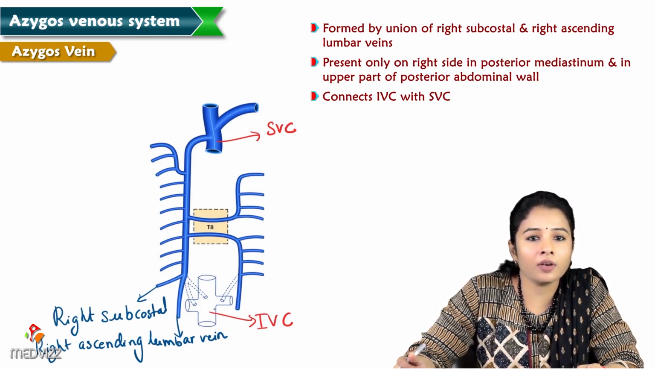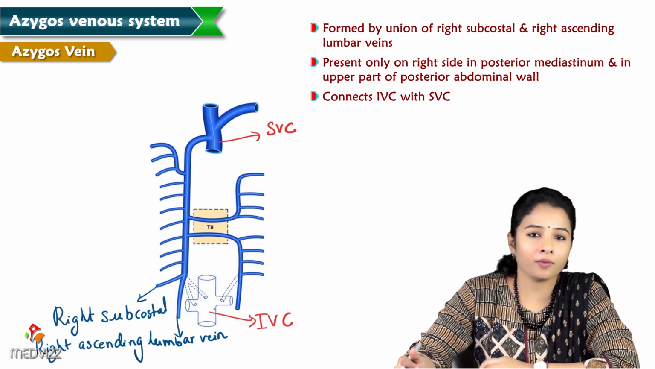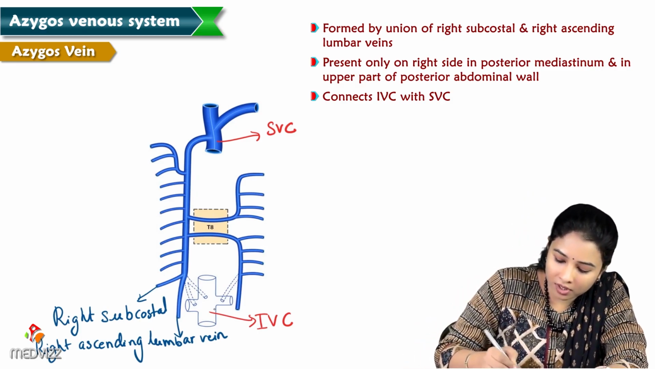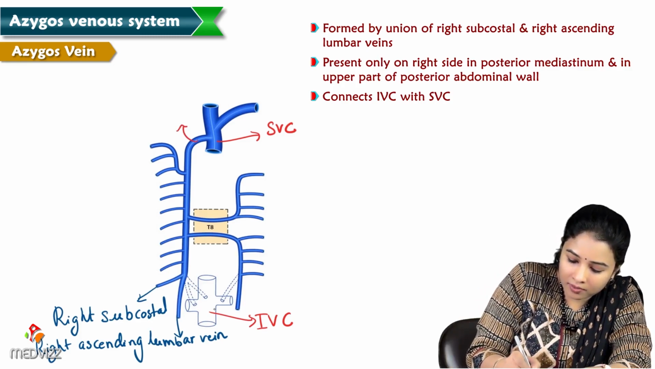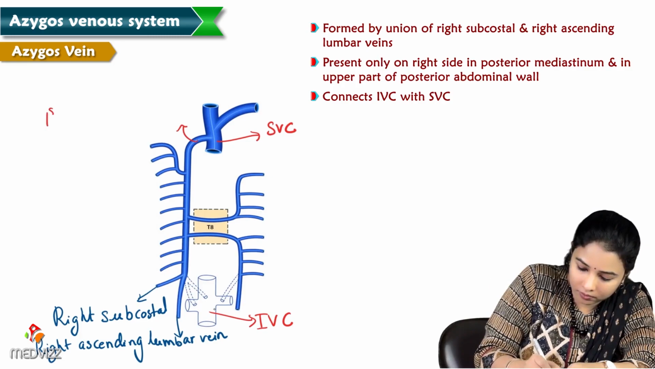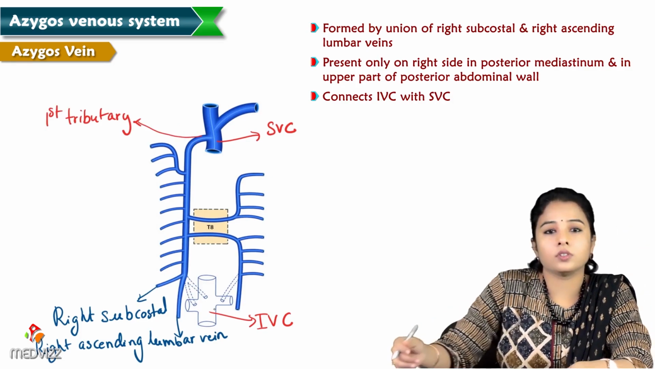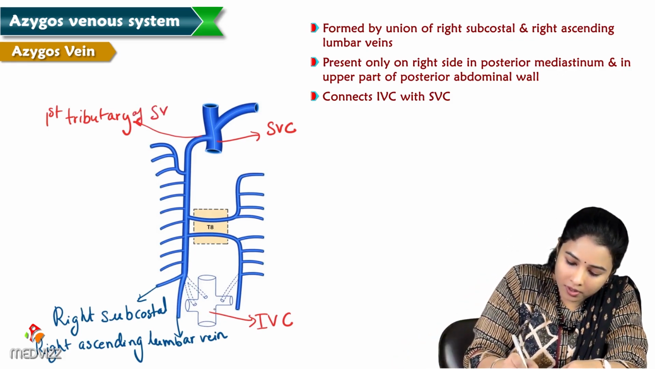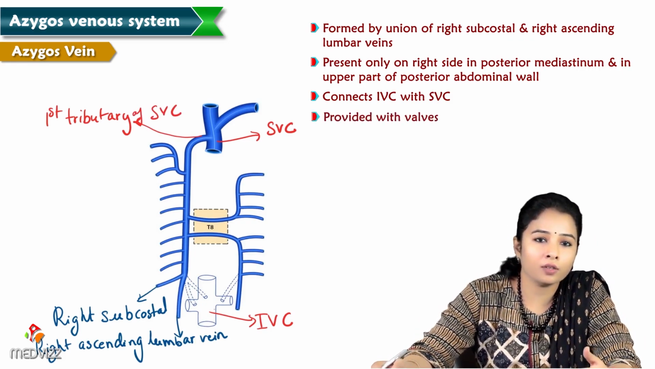As its lower end communicates with the inferior vena cava, it forms an important collateral channel connecting the superior and inferior vena cava. It is the first tributary of superior vena cava. So if you see here, this is superior vena cava, and this is azygous vein, which is the first tributary of superior vena cava, and it is provided with valves like other veins.